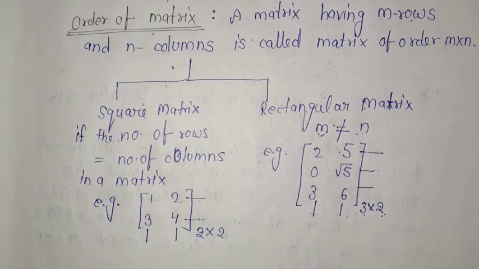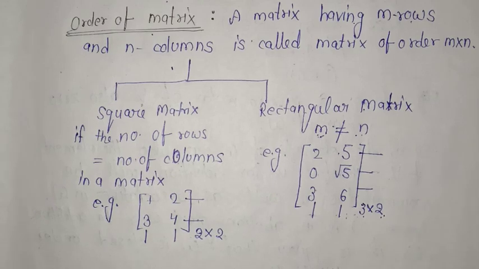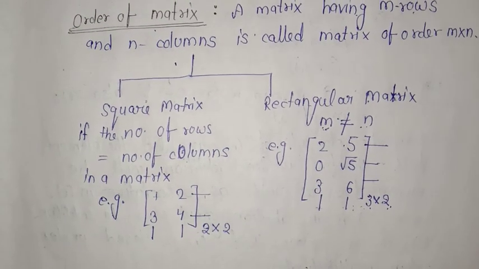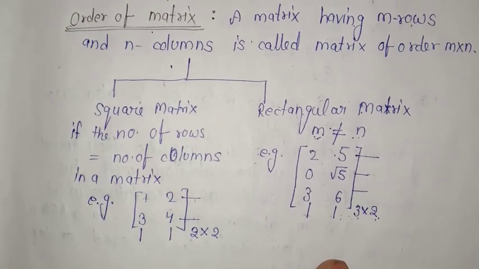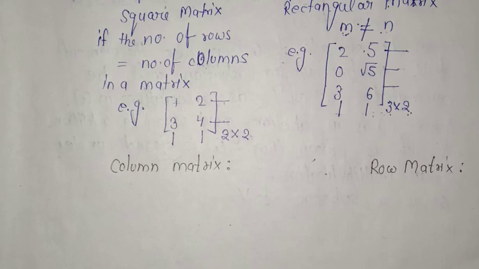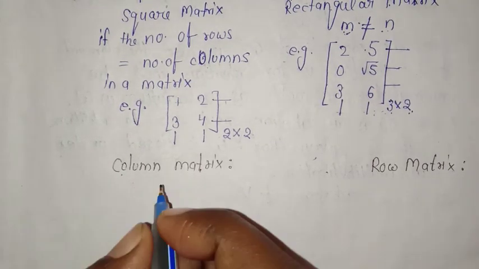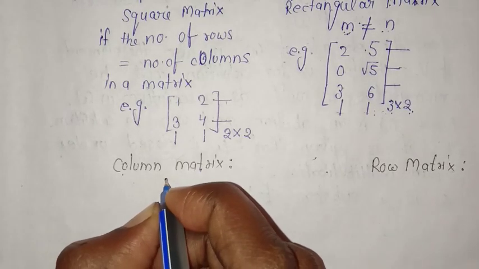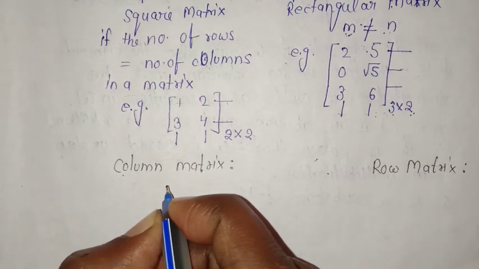In this way we can categorize the matrices on the basis of their order. Now we will discuss many more matrices, one by one. Firstly, I will discuss the column matrix and row matrix because they are very useful in linear algebra. In order to understand the definition of column matrix, always remember that we have to take the column as 1. That is, the number of vertical lines will always be 1, and the number of rows may be anything.